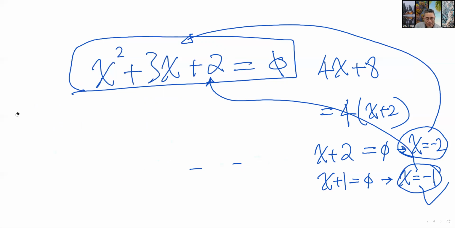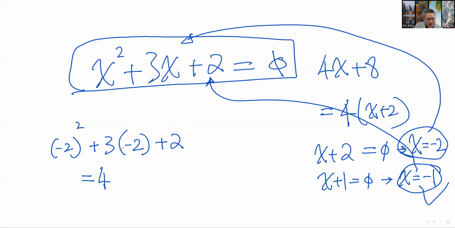Then plug in -2. So what do we get? -2 squared plus 3 times -2 plus 2. So -2 squared is 4. 3 times -2 is -6, plus 2. That is 4 minus 6 is -2. -2 plus 2 is 0. So we know this is also a right solution.